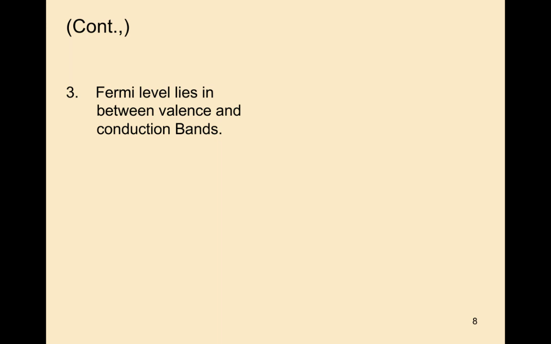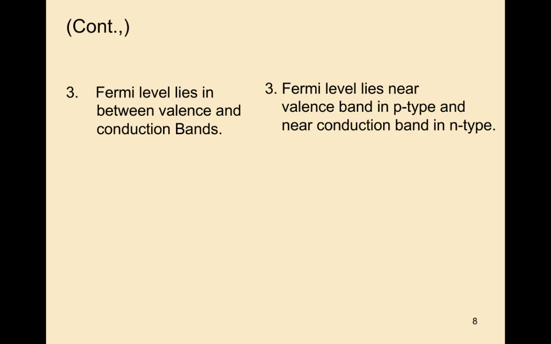Third one: the Fermi level lies in between the valence band and conduction band in intrinsic semiconductors, that means in the middle. But in an extrinsic semiconductor, the Fermi level lies near the valence band in p-type and near the conduction band in n-type. In an intrinsic semiconductor, the Fermi level always lies in the middle of the conduction band and valence band.